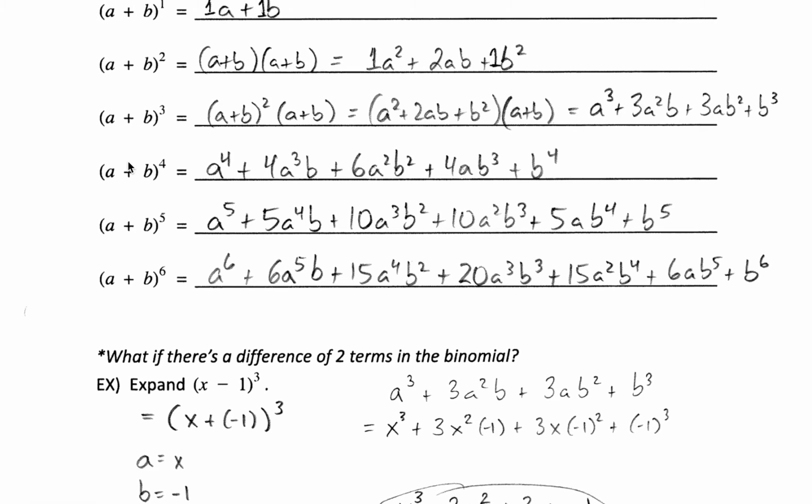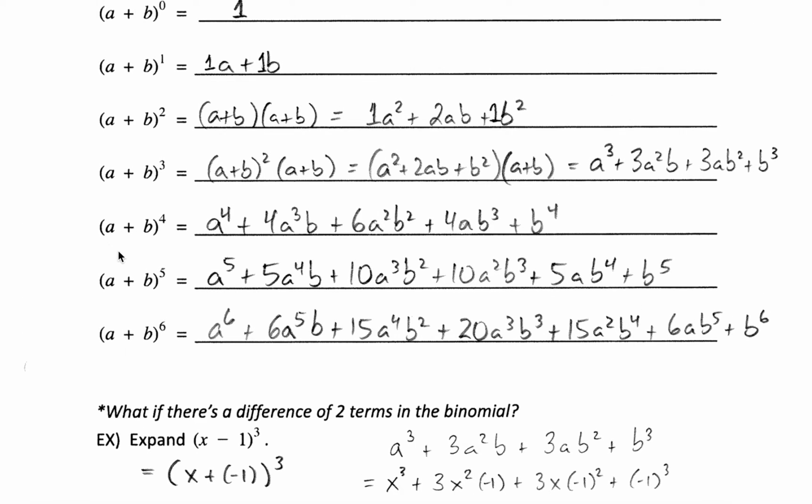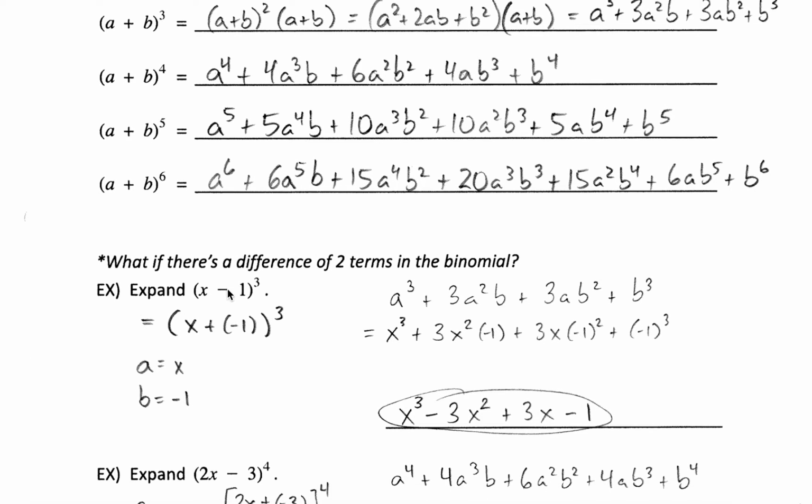Notice that everything we've practiced so far has been a sum of two terms in our binomial. Well, what happens if it's a subtraction or a difference between the two terms in the binomial? We just have to think about that slightly differently. Think about it as addition. Subtraction is the same as adding the opposite. So instead of x minus 1, we just rewrite it as x plus negative 1. And now we have a sum, and now we can use all of these patterns that we talked about.